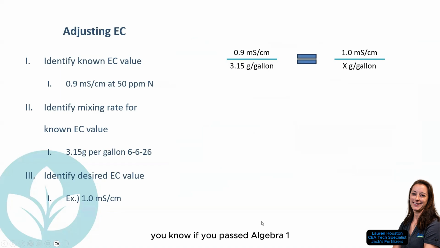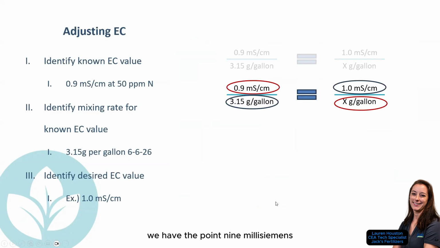If you passed Algebra 1, you should be able to do this just fine. All we really do here is basic cross multiplication. You'll see we've listed the 0.9 millisiemens that we know we're going to get at 3.15 grams per gallon. That's going to be equal to the 1 millisiemen per centimeter that we want. And we're just trying to figure out what the additional grams per gallon is going to be.